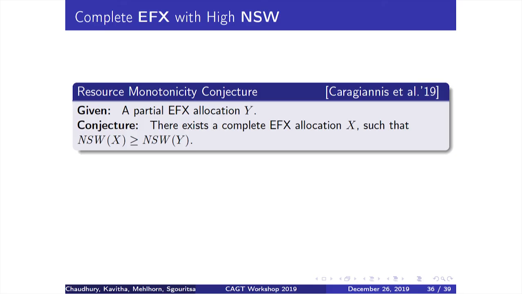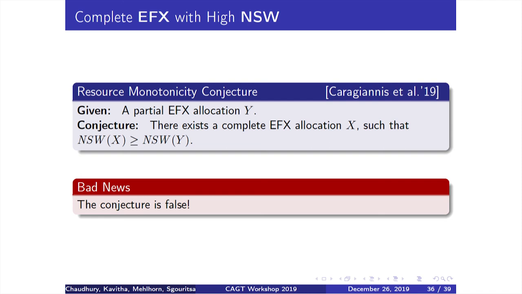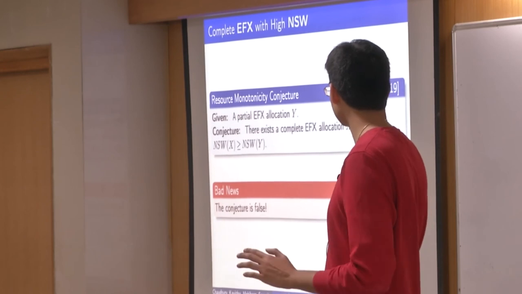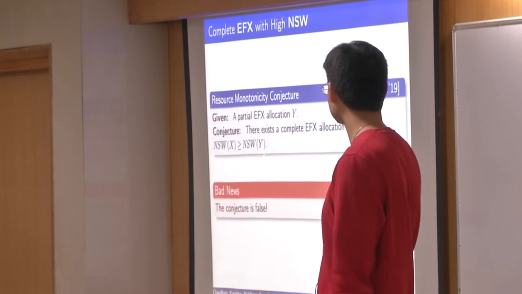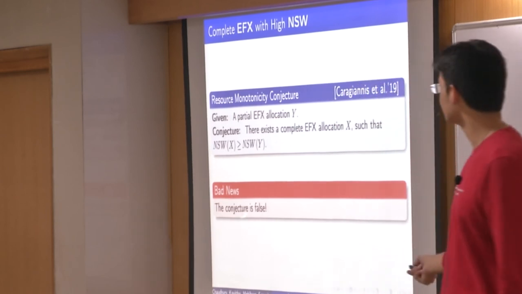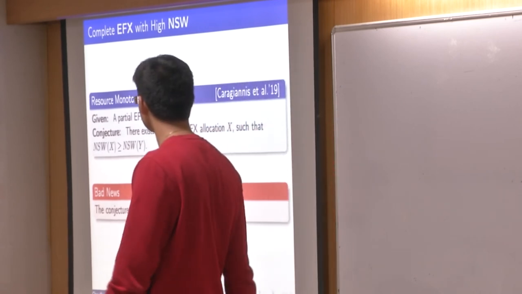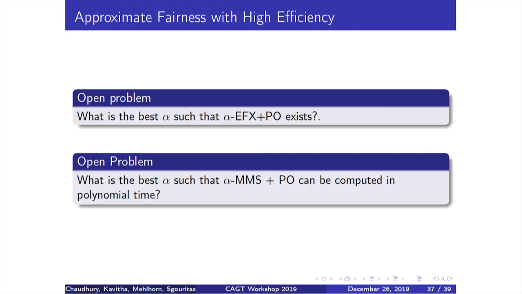So that's why they conjectured that if you have a partial EFX allocation, then there exists a complete EFX allocation which has Nash social welfare at least as high as the partial one, in their EC paper. The bad news is that this conjecture is false. I would like to talk about this, but I would take it offline, though it is pretty interesting. This not only shows that there are efficiency barriers, but also would imply some barriers to the current techniques of computing EFX allocations. Having said that, I would like to conclude with maybe two open problems.